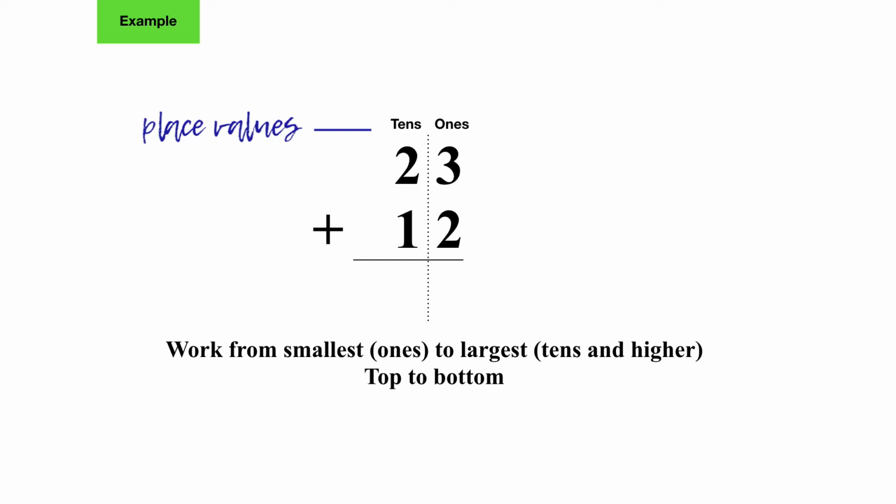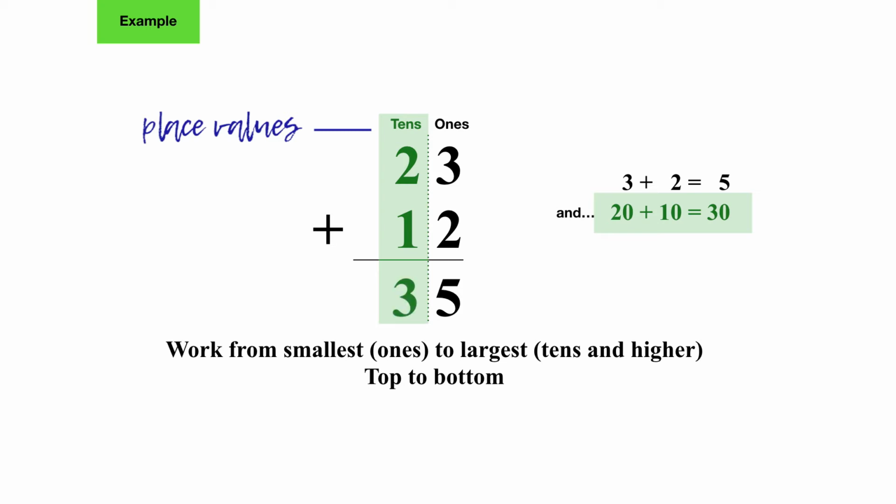Now we're going to start by saying 3 plus 2, working from top to bottom for our ones first, equals 5. And we're going to write it below the line as 5. Now the ones are done. Now we move on to our tens. We are going to say 20, because we have 2 tens, plus 10, because we have one other 10 in the next number, equals 30. So we are going to write 3, because now we have 30, and that is the same as saying we have 3 tens. So our answer is 35.